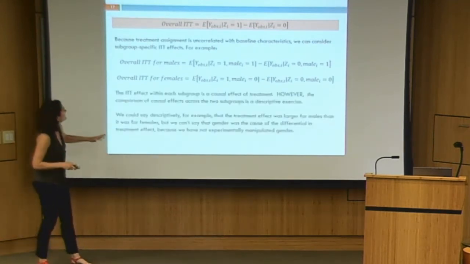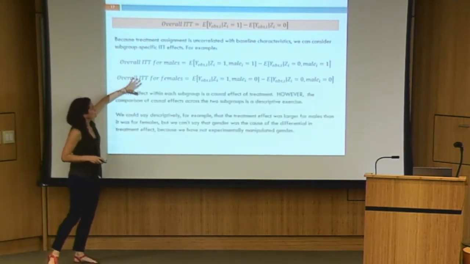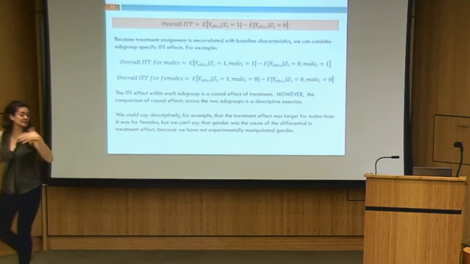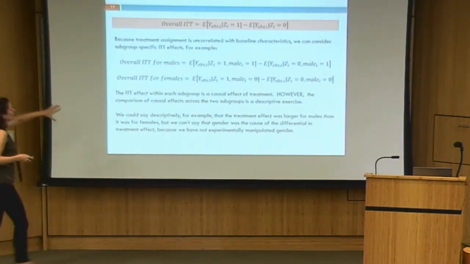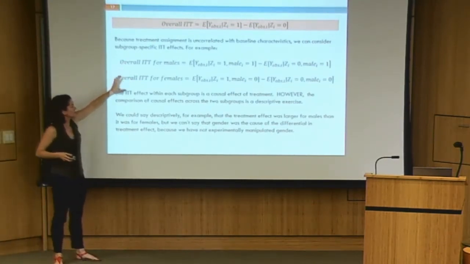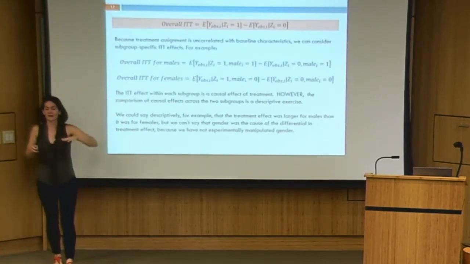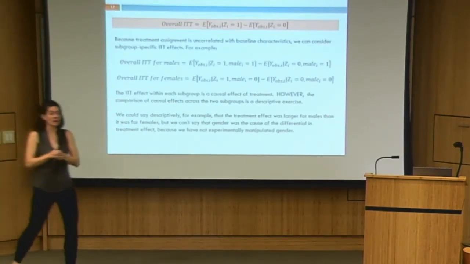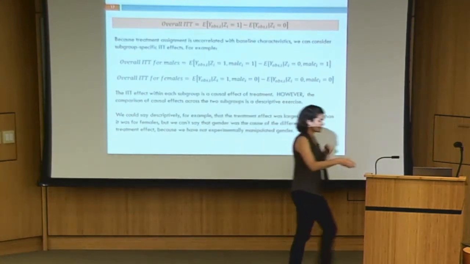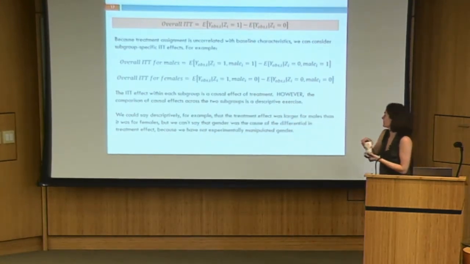Okay? And so within these subgroups, one other thing that's important to note, within these subgroups, males and females, the ITT effect is a causal effect, right? It's the causal effect of treatment for males and the causal effect of treatment for females.